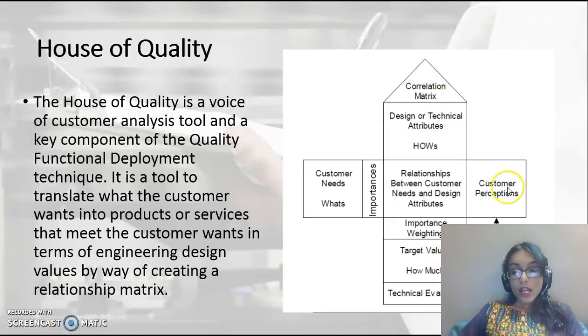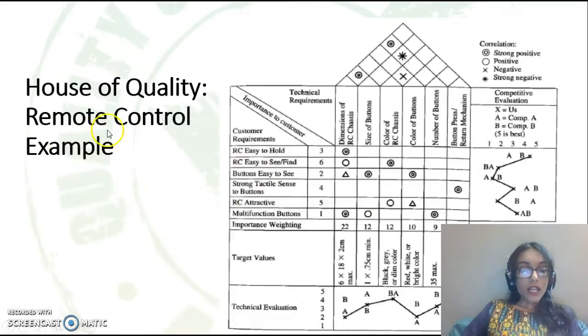In the basement and in the right wing, we have the competitive assessment, which shows where your company stands in terms of the technical attributes and in terms of the customer needs in comparison to the competitive companies, your competitors.